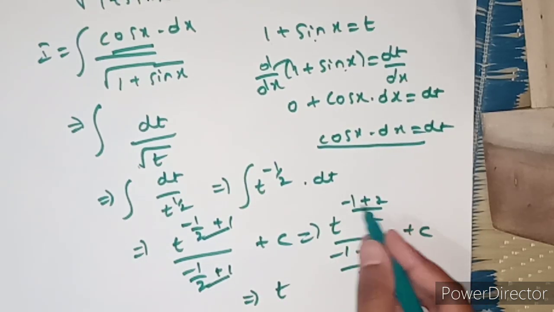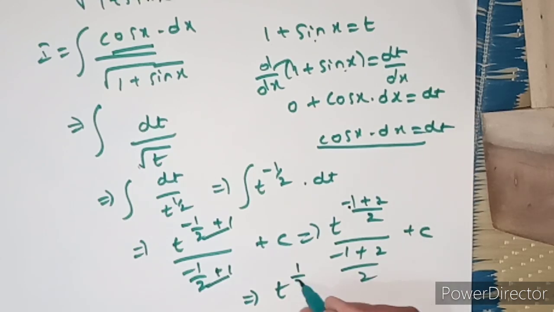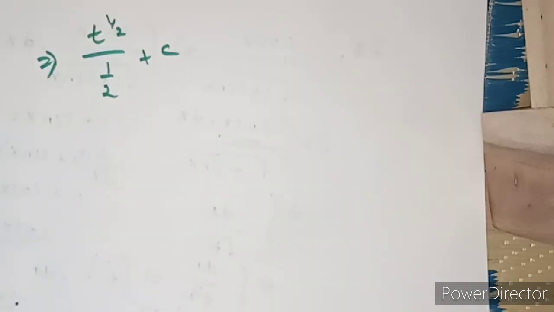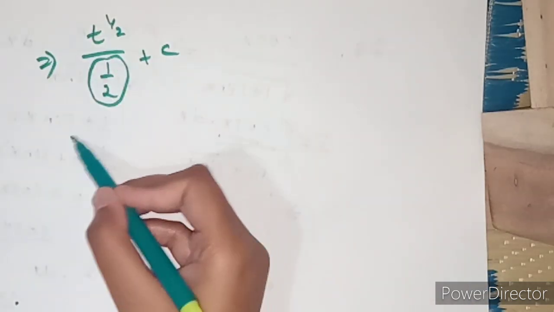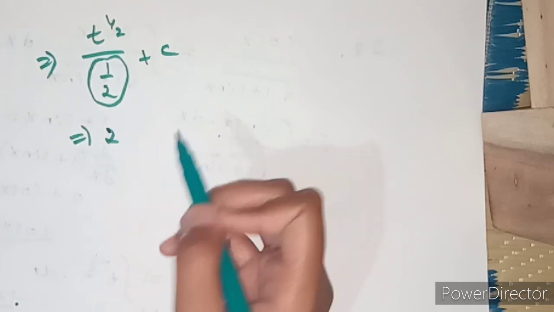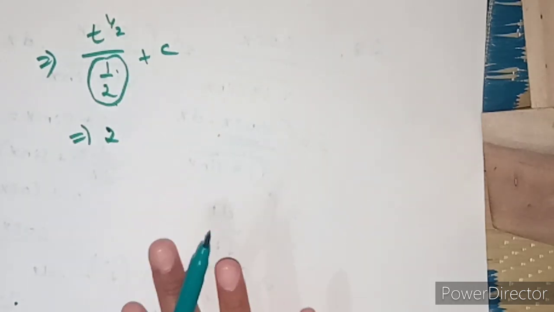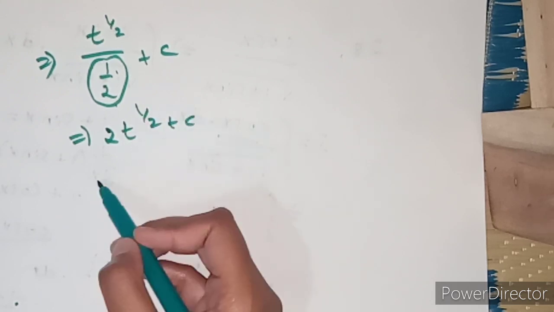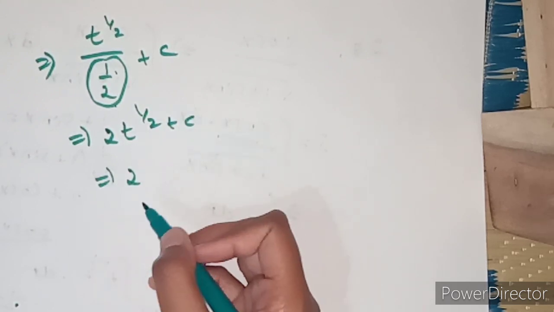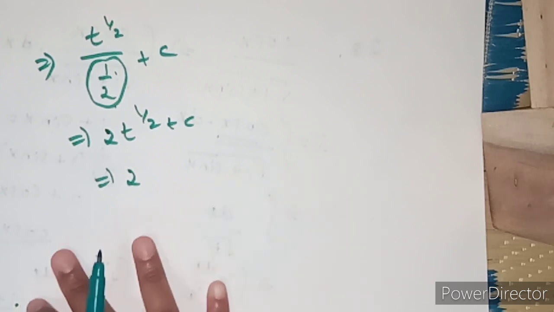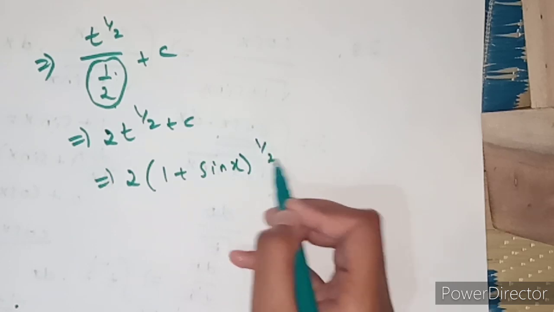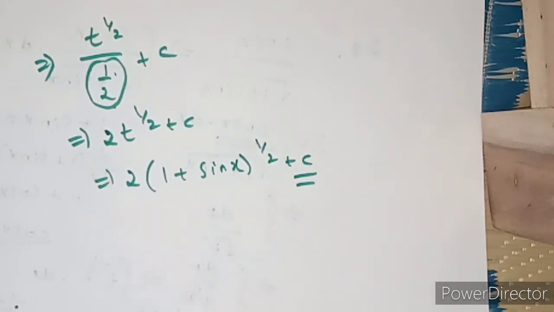Now see, 2 minus 1 is 1, right? So 1, again 2 minus 1 is 1 upon 2 plus c. Now shift this 1 by 2 to the numerator, it becomes 2, right? The reciprocal of 1 by 2 is 2. 2 into t raised to 1 upon 2 plus c. Here t is what? What have we taken t as? We have taken t as 1 plus sin x, right? Whole power 1 by 2 plus c. So this is the required answer.